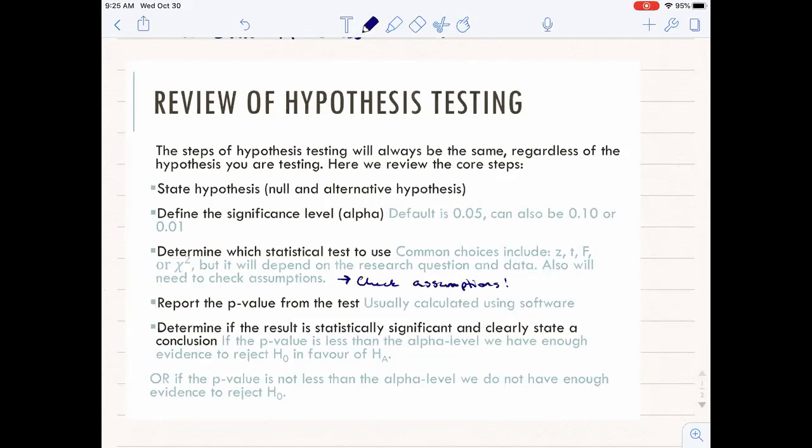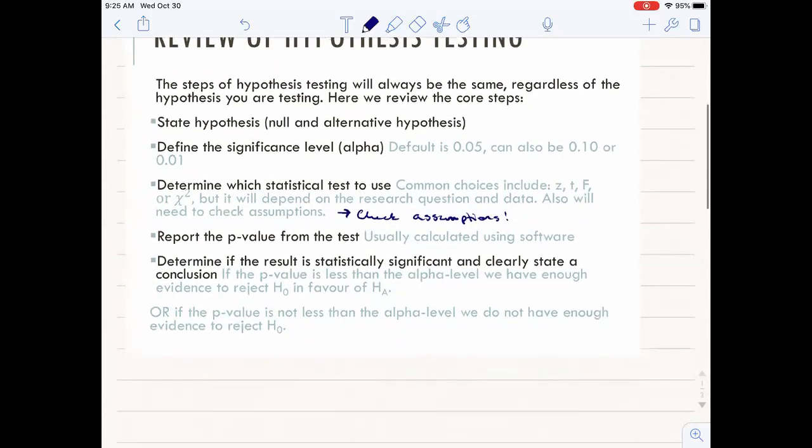Then you run your test, and usually we just use software, right? So software will just calculate our t-test, for example, and then it gives us a p-value. And then it's our job to be able to interpret that, right? Does that mean we can reject the null hypothesis or not? And then you have to draw your conclusion, right? Do you have statistically significant results? Meaning, have you rejected the null hypothesis, right?